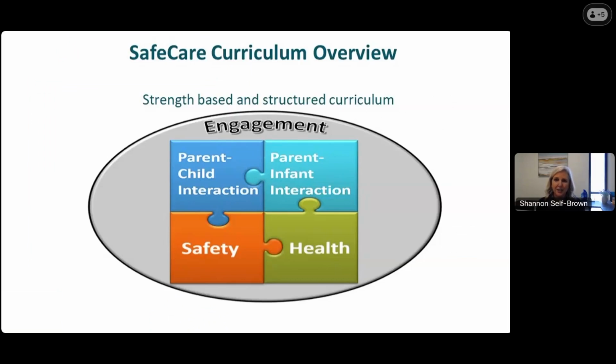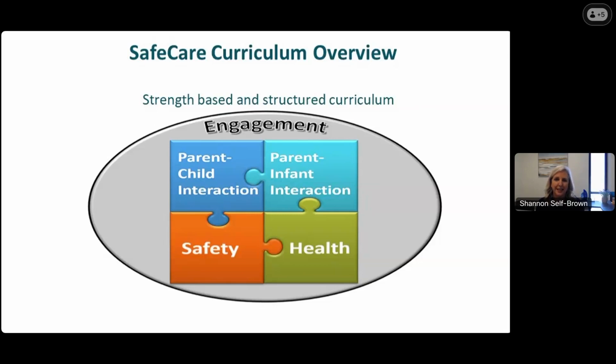The Safe Care intervention is a home visitation program that targets parents of young children ages 0 to 5 and has 3 very structured modules. The first is parent-child interaction, which also has a parent-infant interaction curriculum. The goal of this module is to focus on strengthening the relationship between a parent and child, as well as to reduce challenging child behavior problems with the hope of reducing the risk for physical abuse and neglect in families.